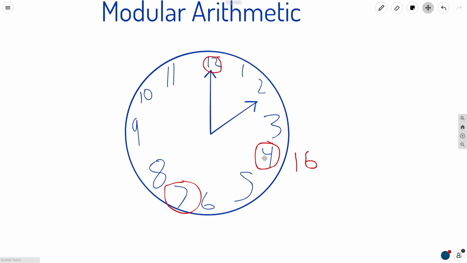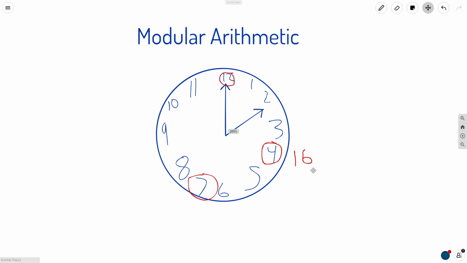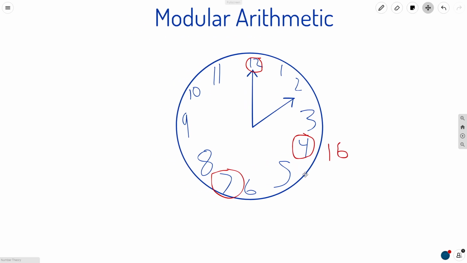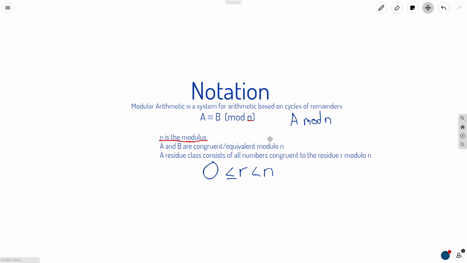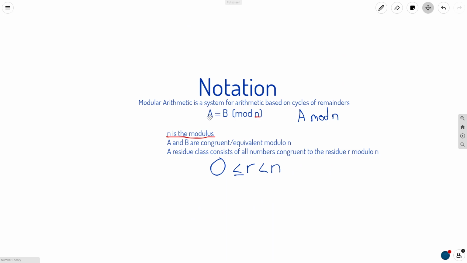So 4 is a remainder automatically because it's less than 12, but 16 produces a remainder of 4 when divided by 12. So we would say that 4 and 16 are congruent in mod 12. We don't necessarily have to write a and b being equivalent as a statement. We can simply write 4 mod 12, or we could write 16 mod 12, and those would be expressions.